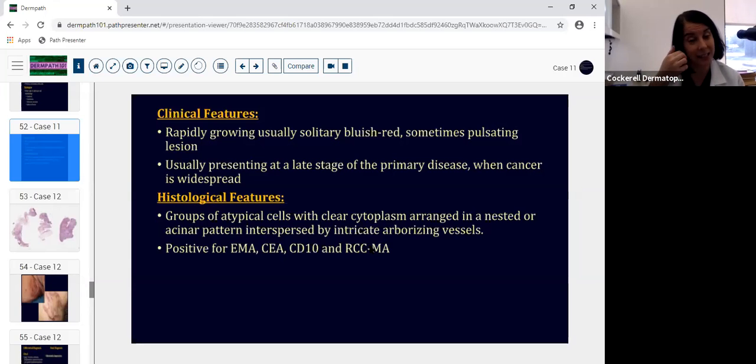The PAX8 is positive 90% of the time. So I definitely would put a PAX2 and a PAX8 on it. Those would be the stains I would do. Also, some people do vimentin and they see co-expression with vimentin and cytokeratin. The EMA is positive, the CEA is negative, and the CD10 is positive. So that can all lead you to say that, hey, this is the renal cell met.